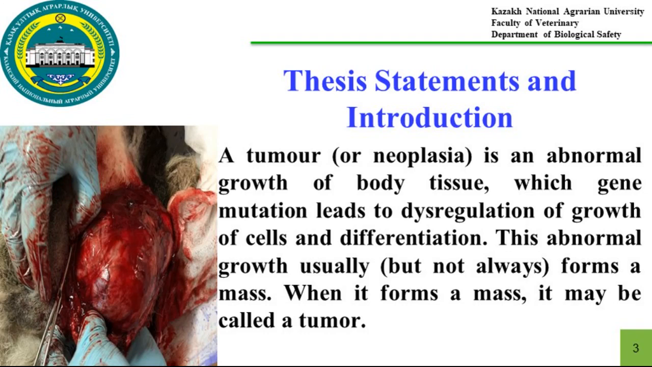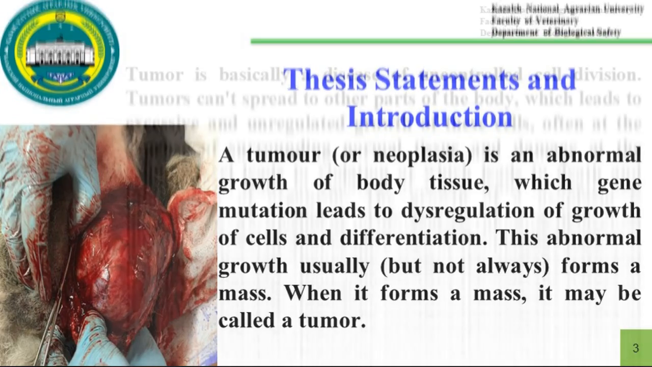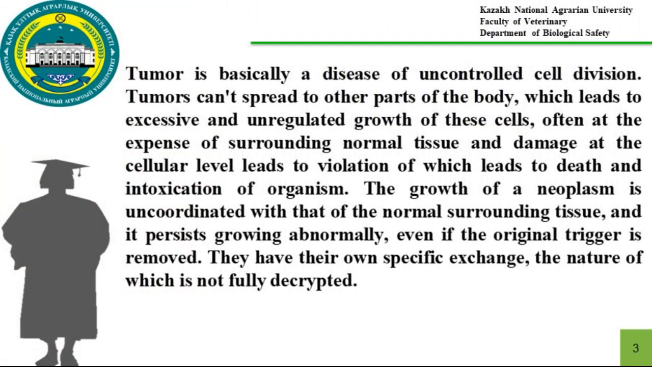This abnormal growth usually forms a mass. When it forms a mass, it may be called a tumor. Next, a tumor is basically a disease of uncontrolled cell division. Tumors can spread to other parts of the body, which leads to excessive and unregulated growth of these cells, often at the expense of surrounding normal tissue, and the damage at the cellular level leads to death and intoxication of the organism.